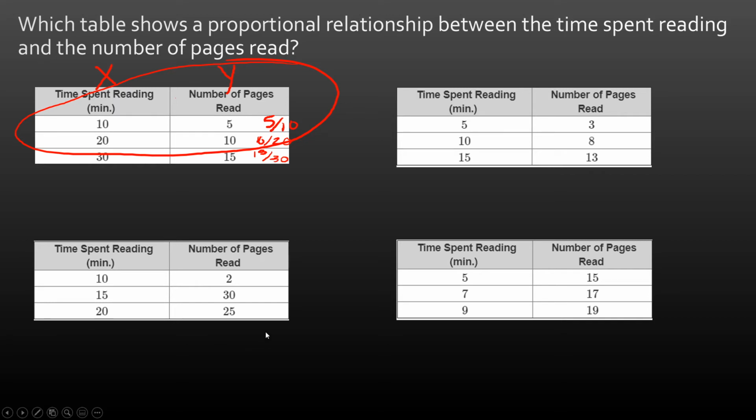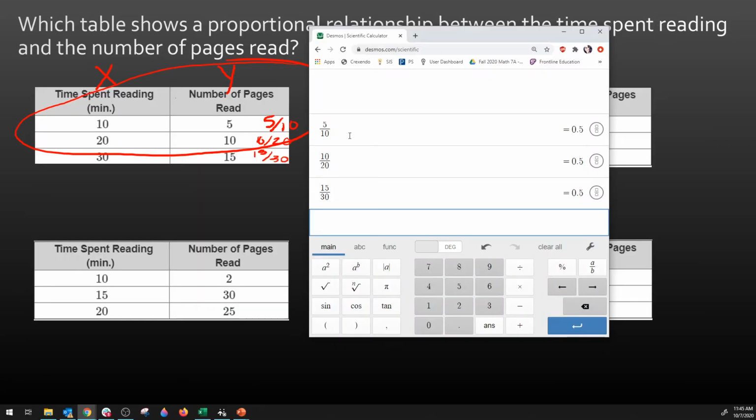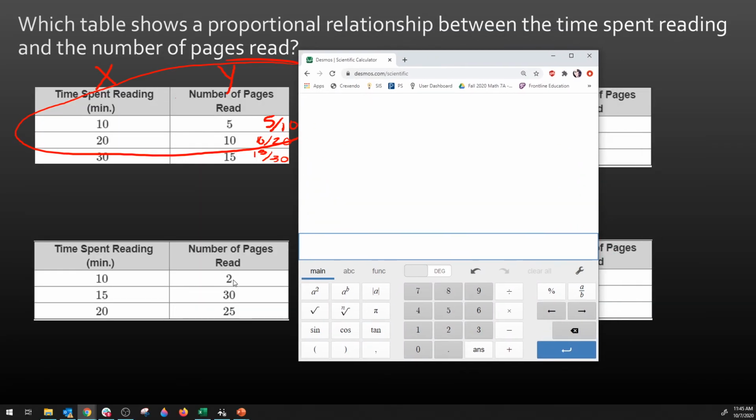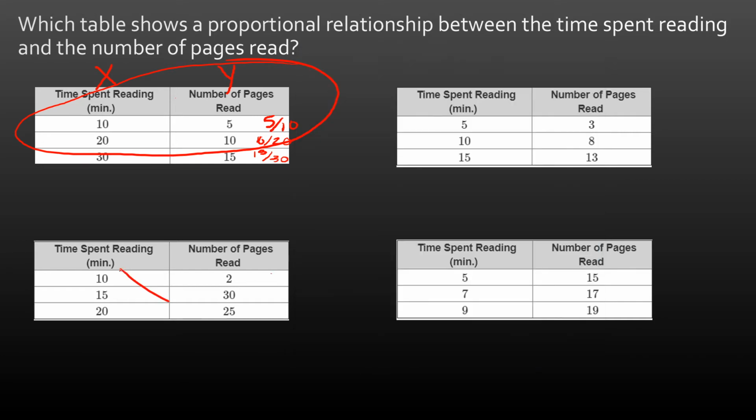Let's check this one on the bottom underneath it, just so that you can see what happens when it's not proportional. So I would have 2 over 10. I would have 30 over 15. And then I would have 25 over 20. So you can see here that all three of these are different numbers, and since they're all different numbers, that means this table here is not proportional. So you're looking for all three ratios to reduce to the same number.